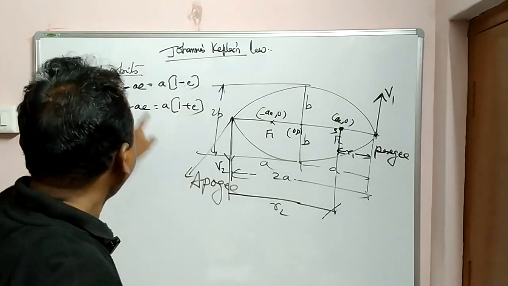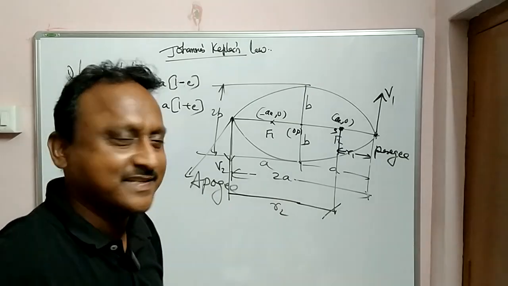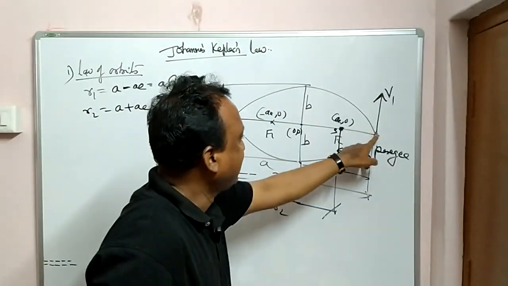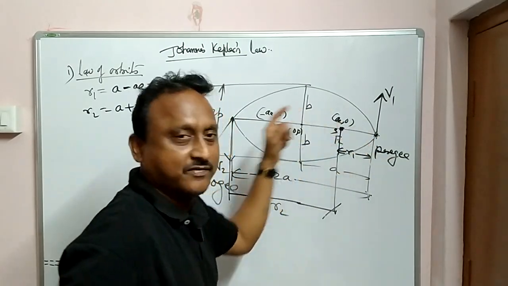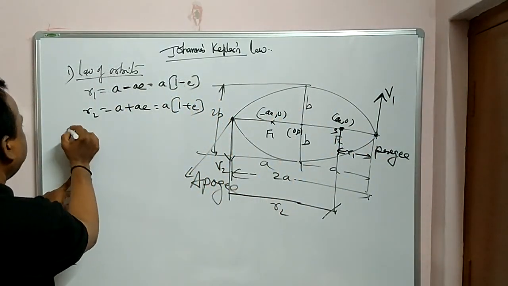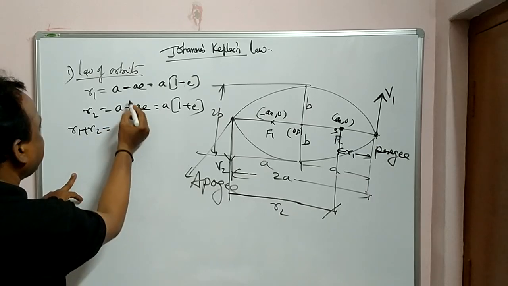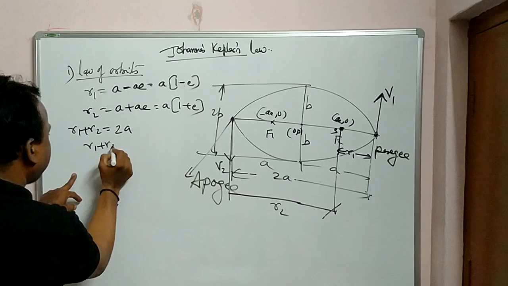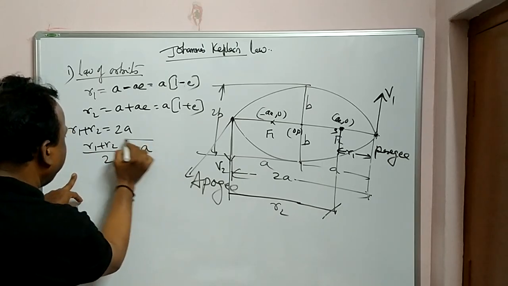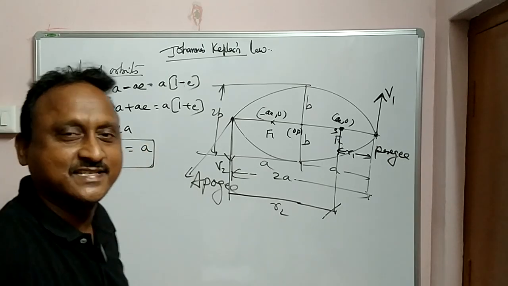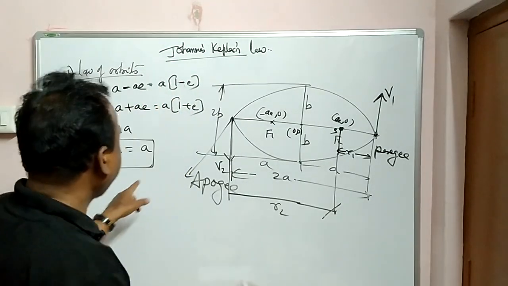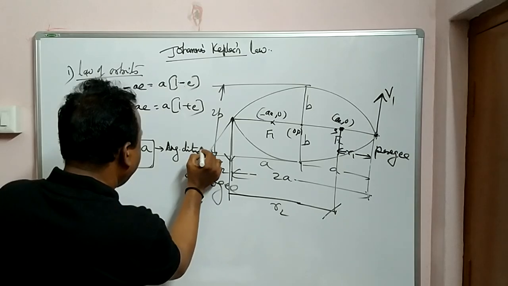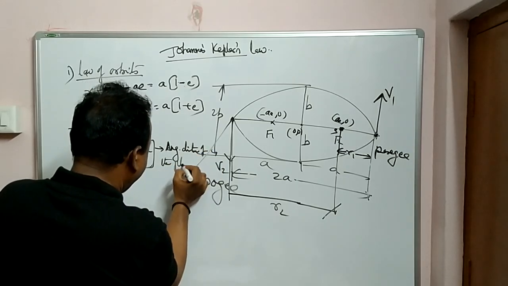Clear? So here R1 and R2 are the distances of the planet with respect to the sun. Now suppose you add up both of these, R1 plus R2. It becomes 2A, the A minus and A plus cancel out, and R1 plus R2 by 2 is equal to A. This A is called the average distance of the planet.